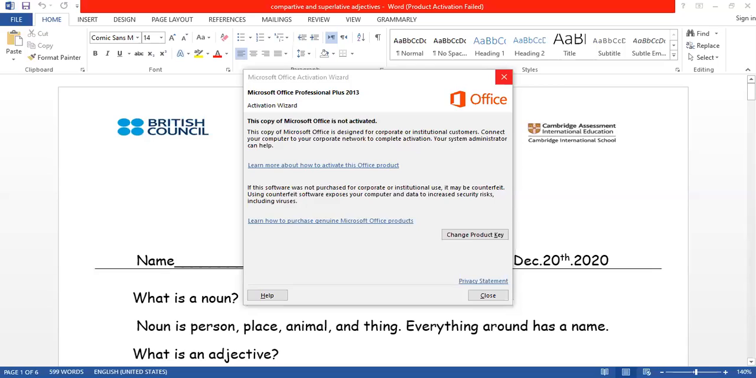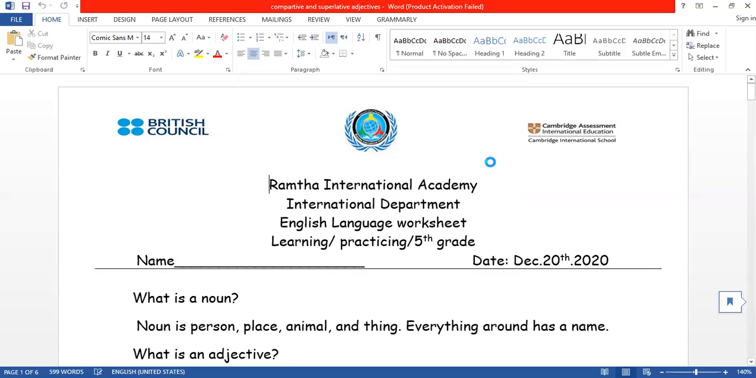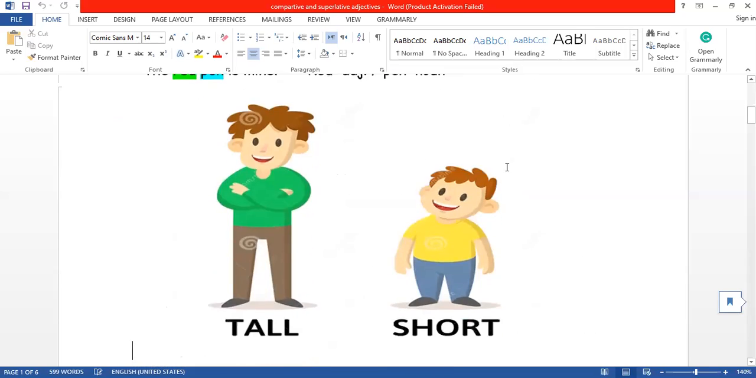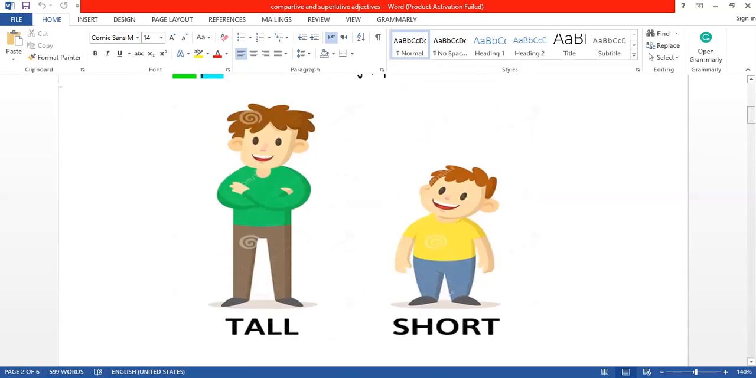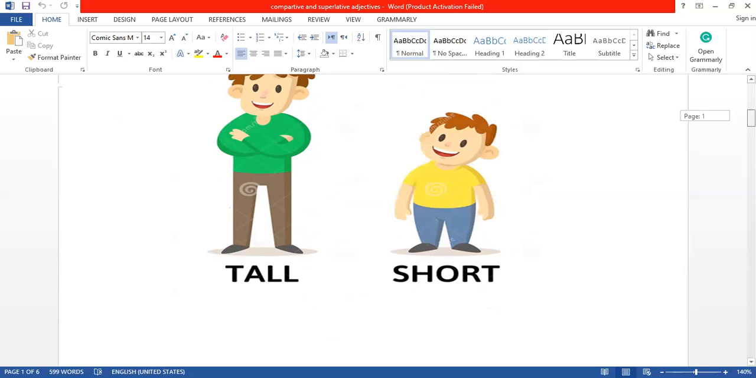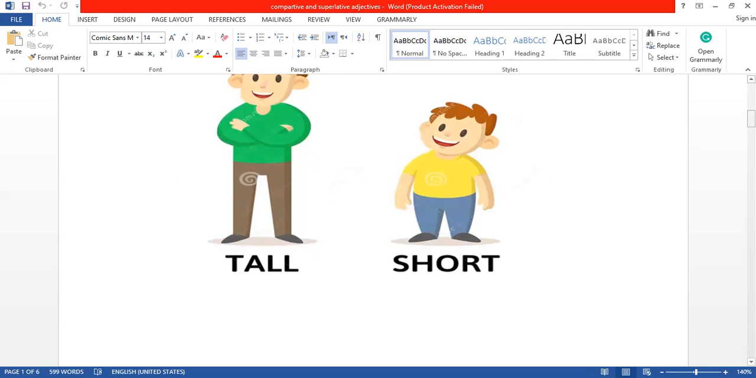So, let's start. I remind you of the meaning of the word adjective and how we use it. We use adjectives to describe people, things, animals, places, and so on. And we use comparative adjectives to compare between two things, two people, two animals, two places, and so on.